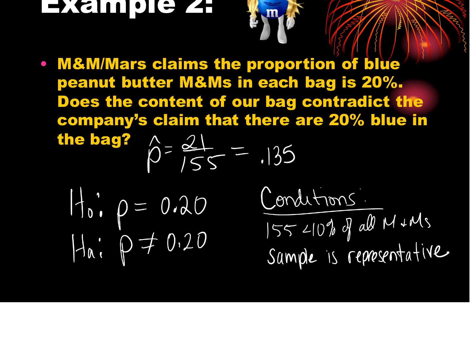And then our np hat and nq hat need to be greater than or equal to 10. We had 21. I don't need to multiply 0.135 times 155, because I'm going to get 21 point something since I rounded. It's 21 successes. That's how many blue M&Ms I got. If we only got 9 blue M&Ms, we would not be allowed to continue, because it's not greater than or equal to 10. And then 155, nq hat.